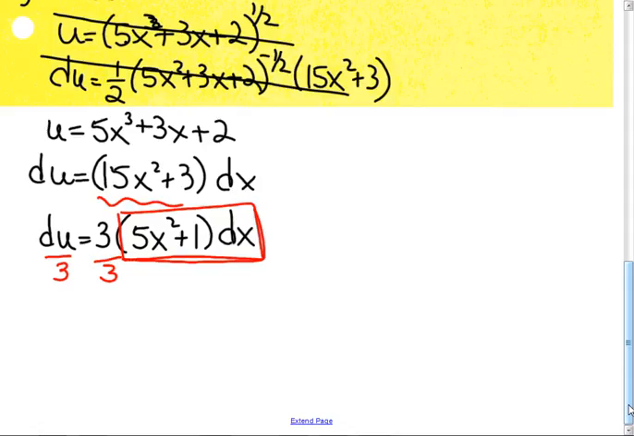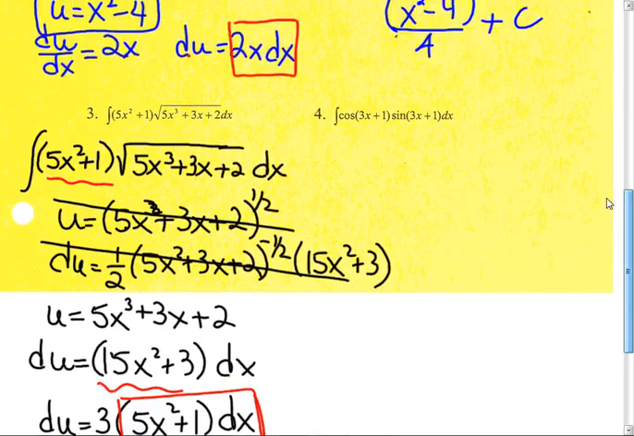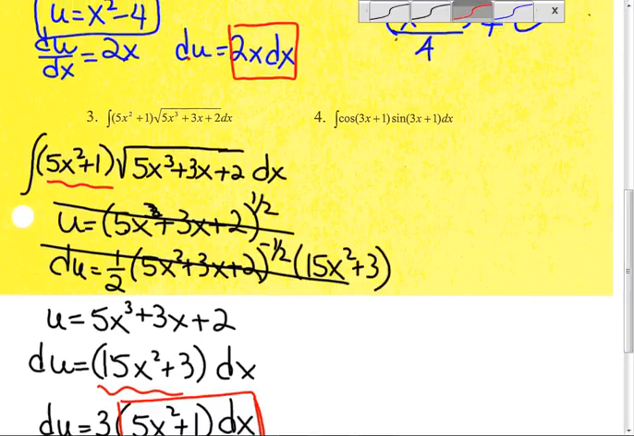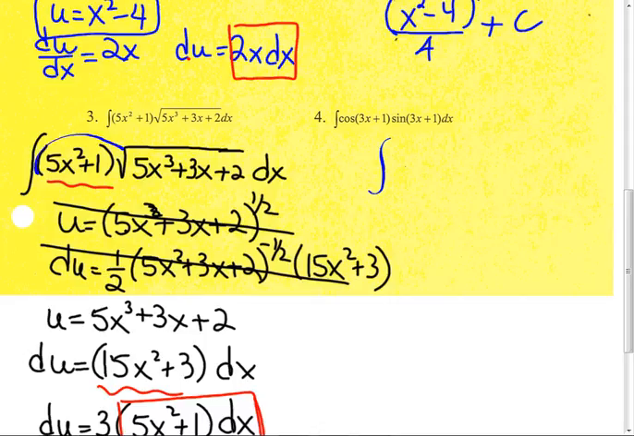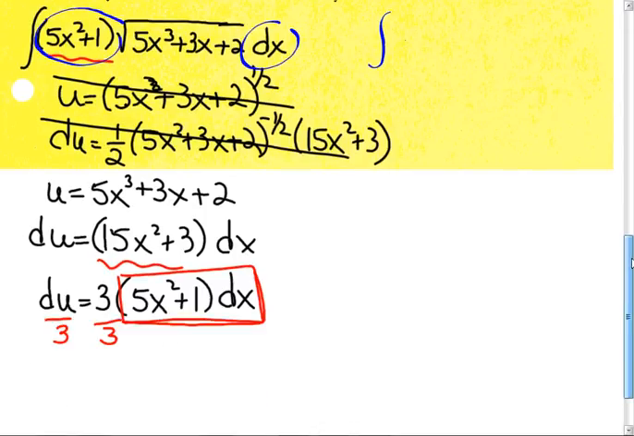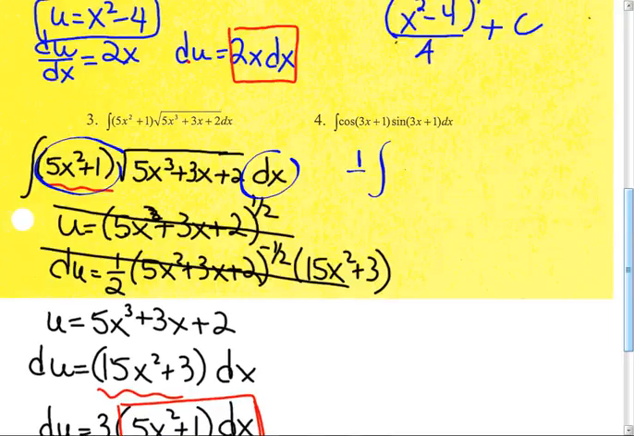Okay, so what have we got here? I'll put that next one on another page. So I've got the integral, and this piece here with dx is the same as 1/3 of du. So I'm going to put the 1/3 here, and I'll put the du here. And this right here is the u, and it's u to the what power? 1/2. And we know how to do that one.